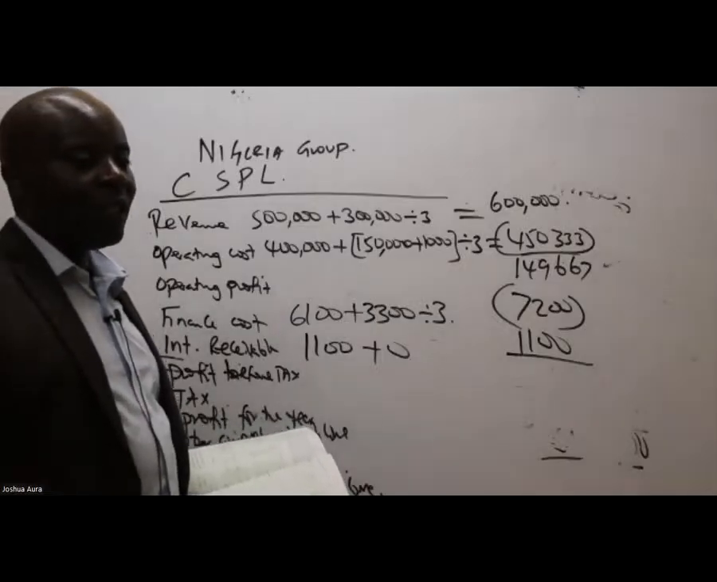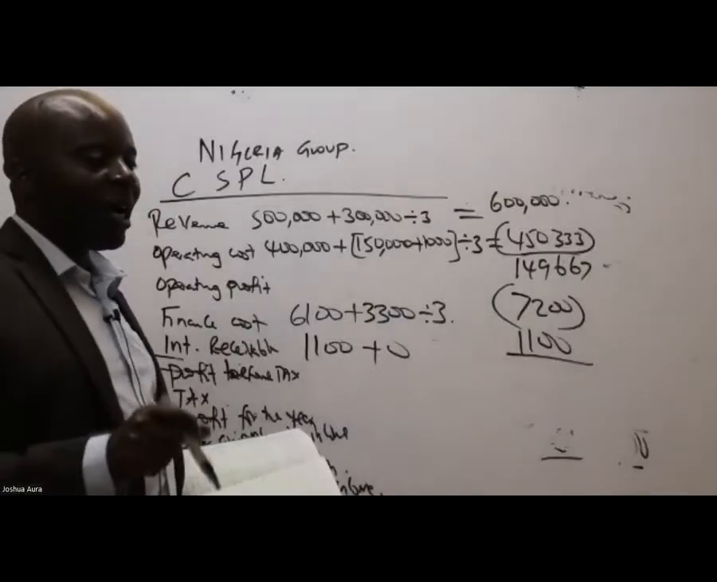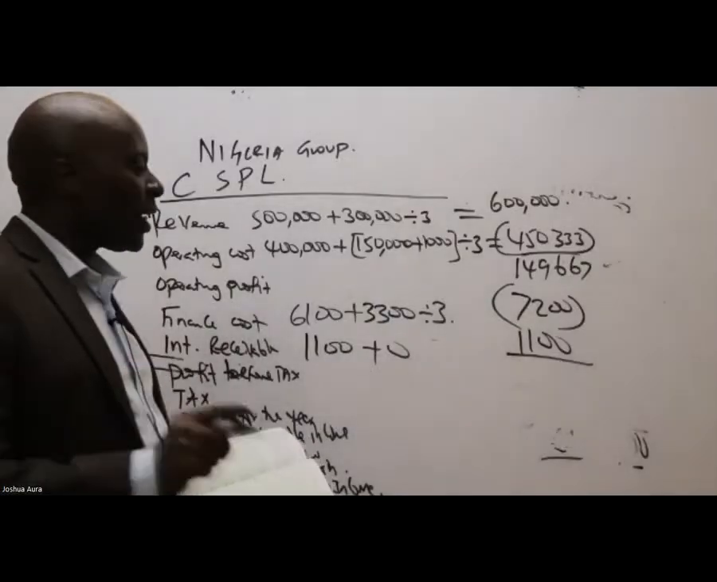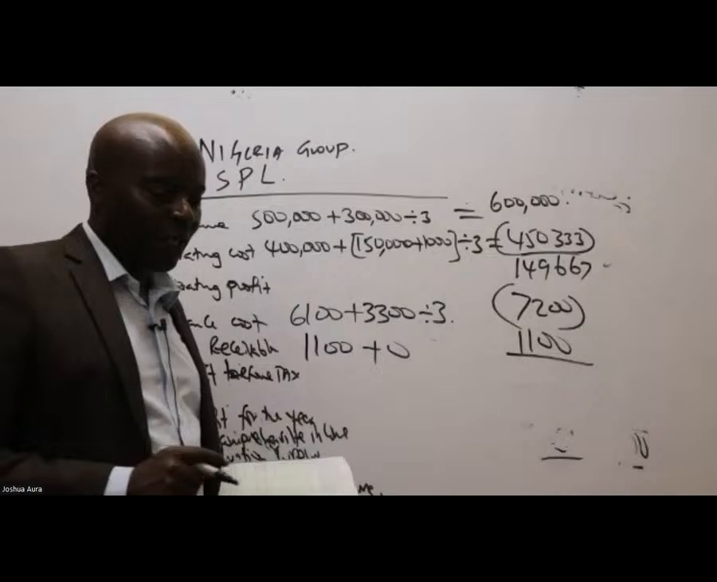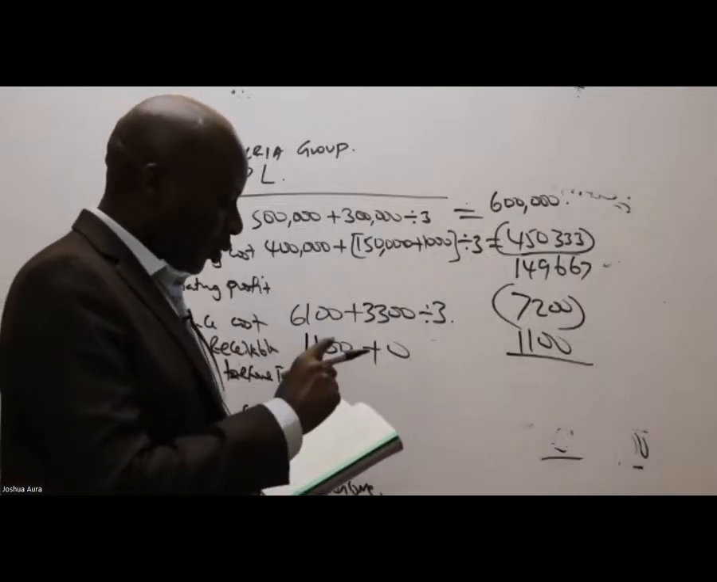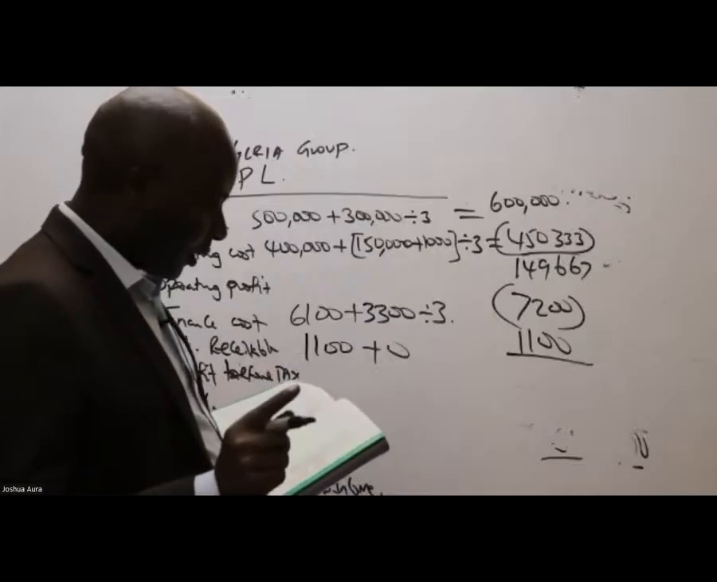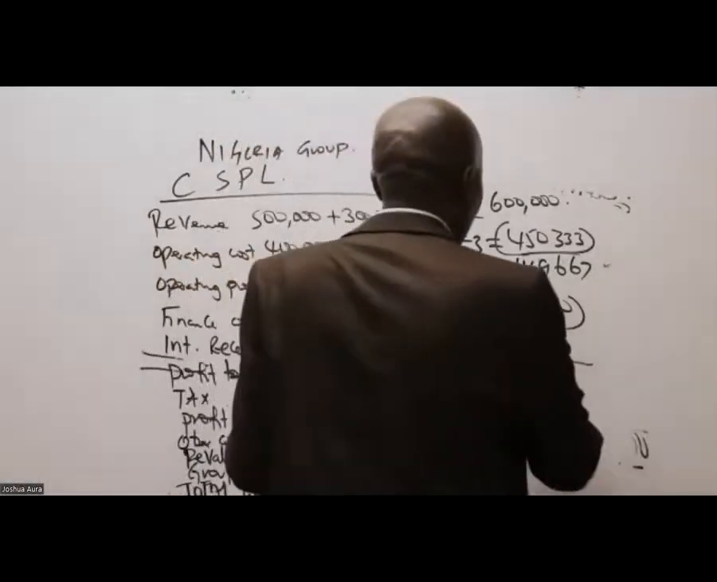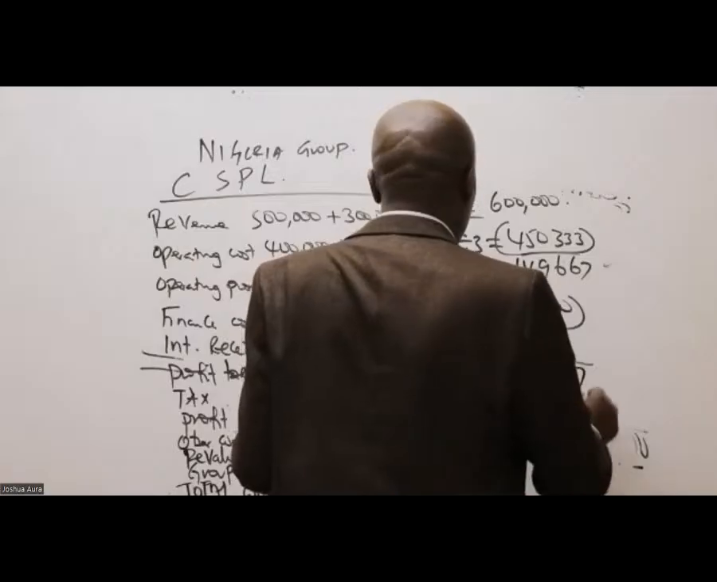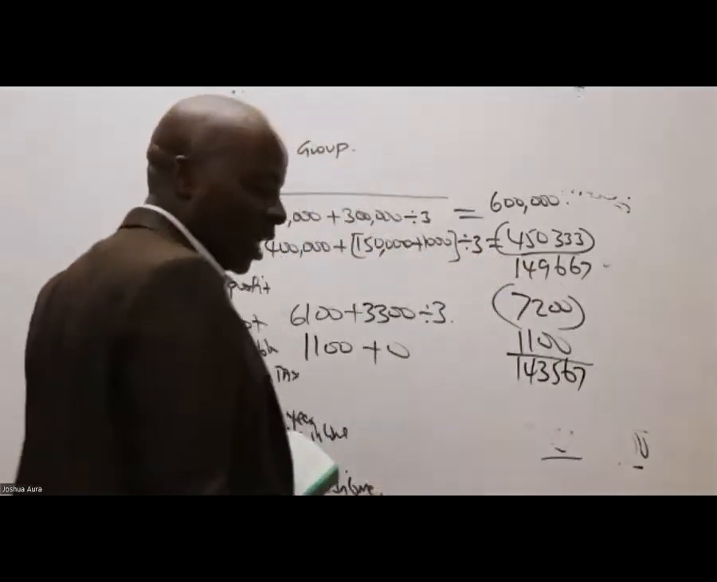For those of you who did this exam last semester and failed, I'm so sure you misinterpreted this question so seriously. You misinterpreted the question of foreign subsidiary so seriously. 143,567. And then we have now the tax.